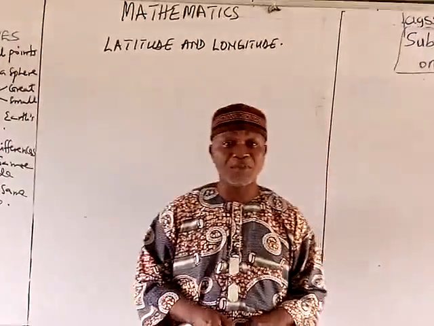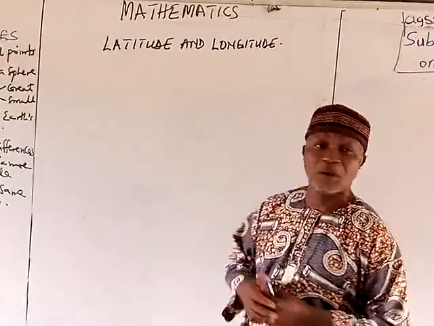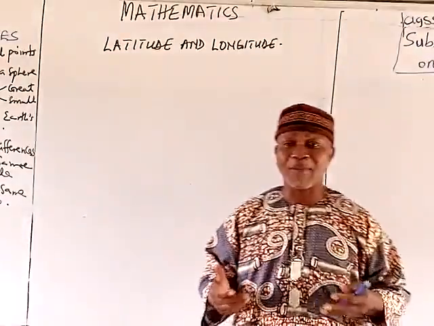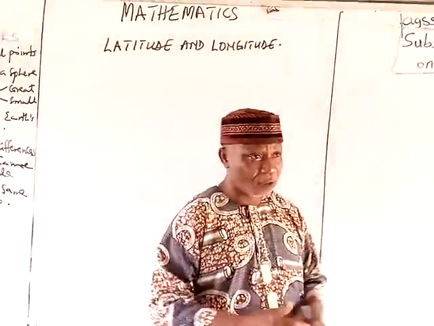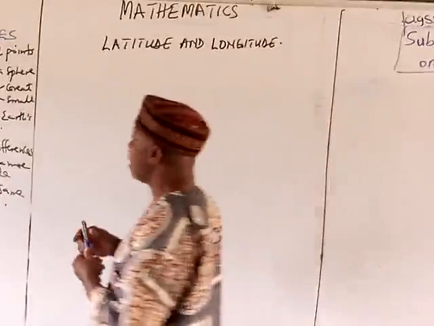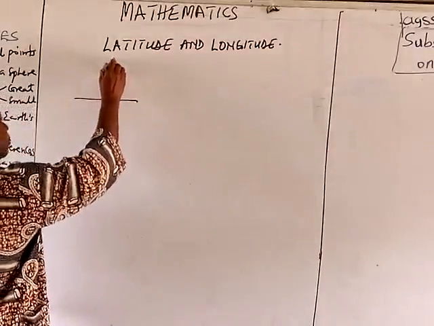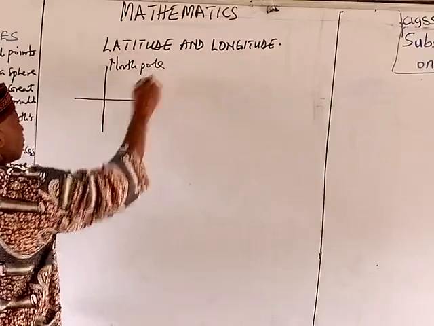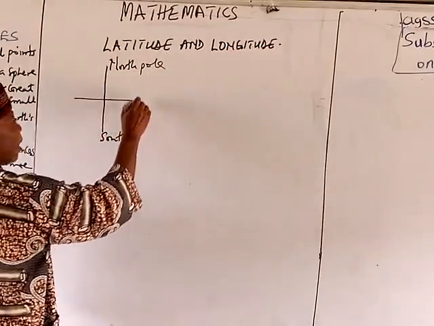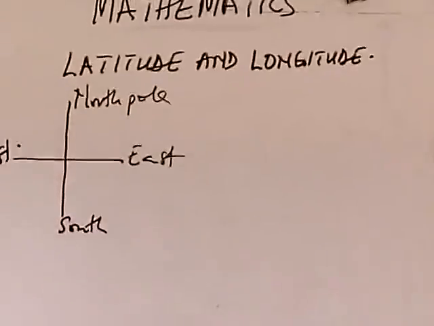The topic to be discussed this morning is latitude and longitude. Latitude and longitude are one of the branches of mathematics that is used on a daily basis by the pilots, by the navigators, including the drivers. Now, the 4 cardinal points. We know already, when we discuss the 4 cardinal points, we have the north pole, we have the south pole, we have the east, and we have the west.